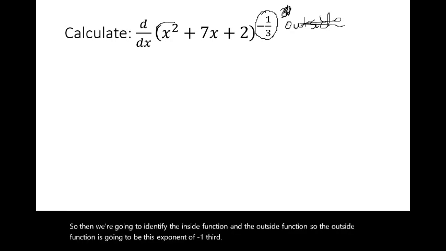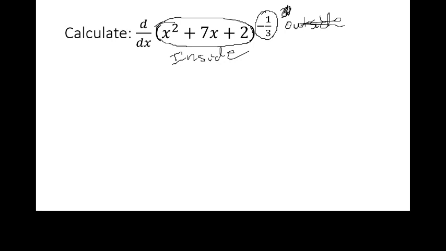The inside function is everything that was being raised to the power of negative 1/3, so this is the inside function. So when we're going to use chain rule, we're always going to start with the derivative of the outside function. So we're going to pretend that the inside function isn't there. We're going to pretend that this is some variable raised to the power of negative 1/3.